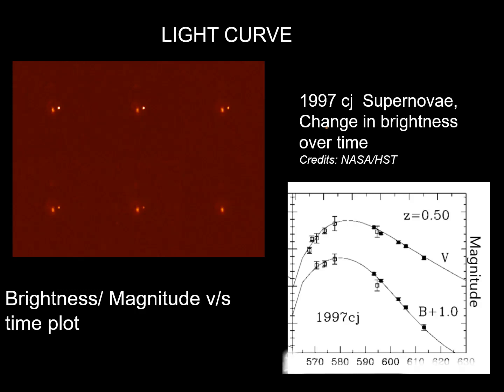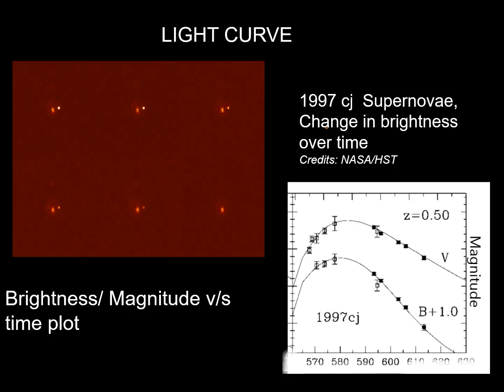Now coming to the light curve. The brightness of a supernova isn't continuous, it changes over time. First it increases and then it starts dimming. This picture shows the brightness of the 1997CJ supernova, and the plot of this change in brightness or magnitude of the supernova over time is called the light curve.